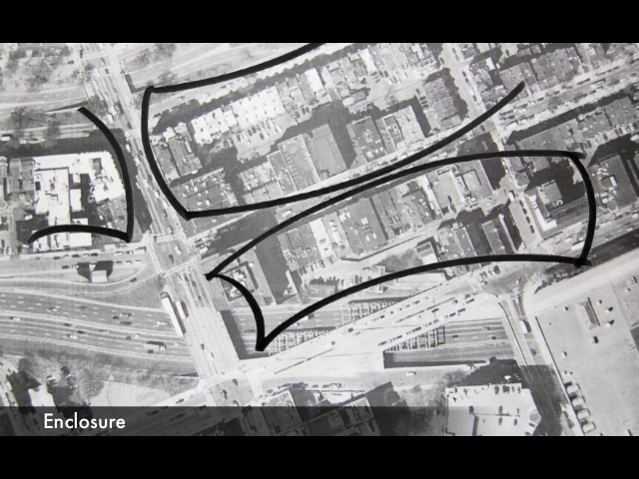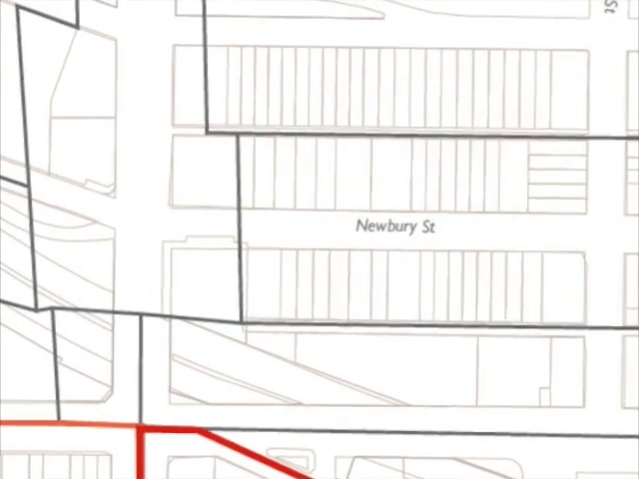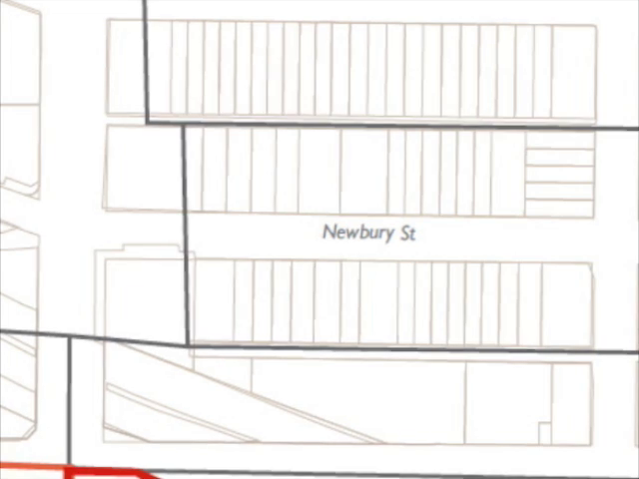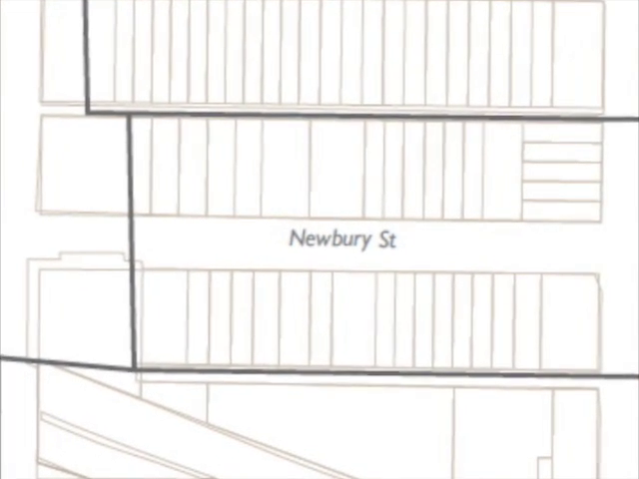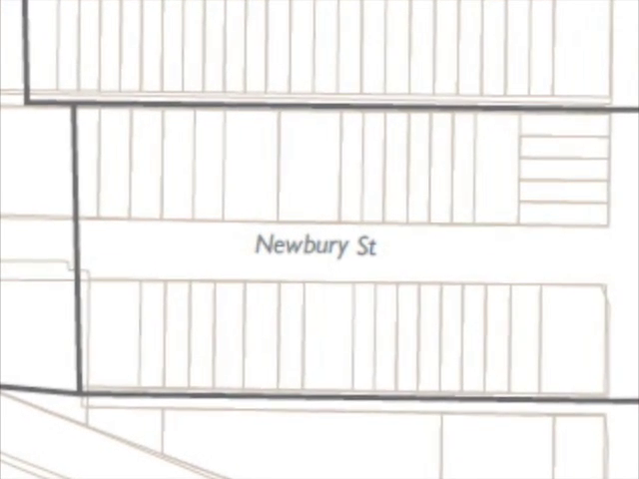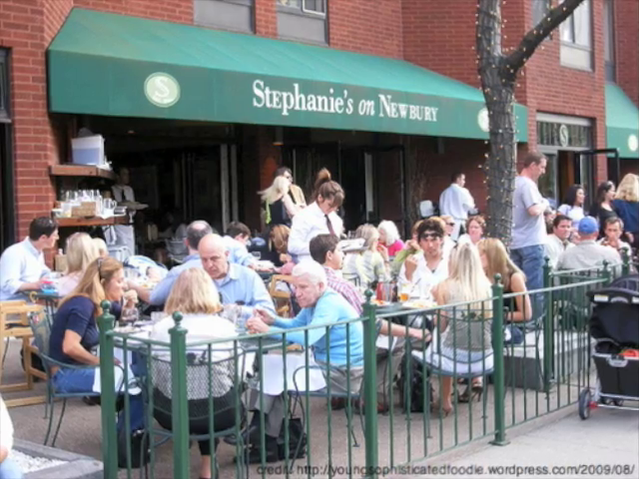Enclosure speaks to a sense of confinement. What are the spaces on the site that are open, and what are those that feel condensed? From our study, we can tell that there is one very prominent area of the site. This area is Boston's famed Newbury Street.